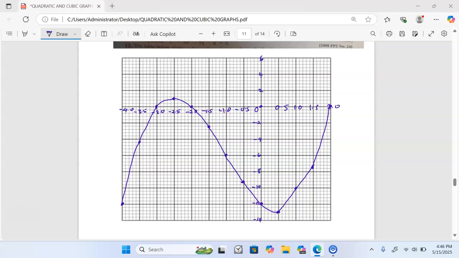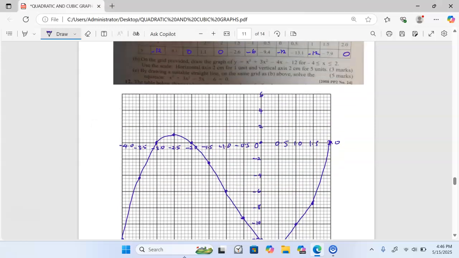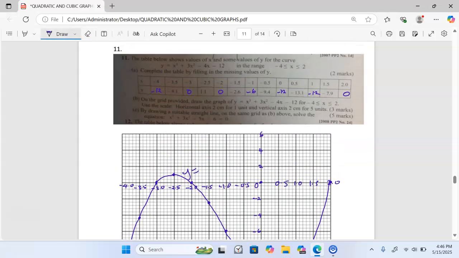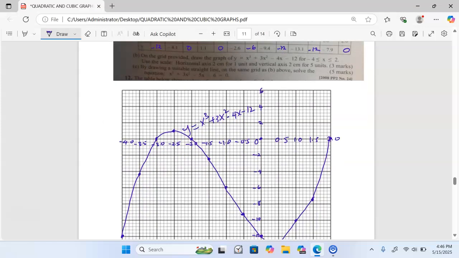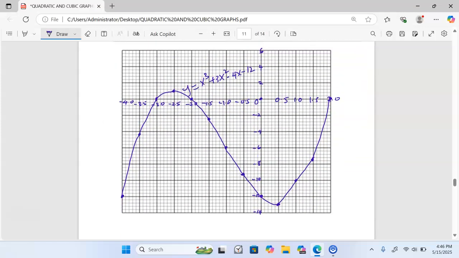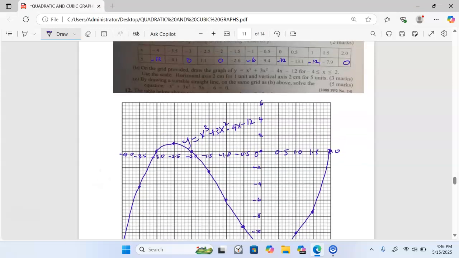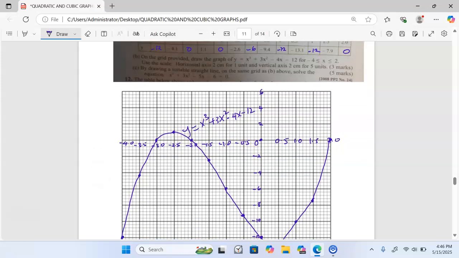Once we have joined all our points, you label your graph, because without labeling you cannot get the marks here. So we are going to have our graph labeled as y equals x cubed plus 3x squared minus 4x minus 12. From here we can proceed and answer other questions. That is part B done.